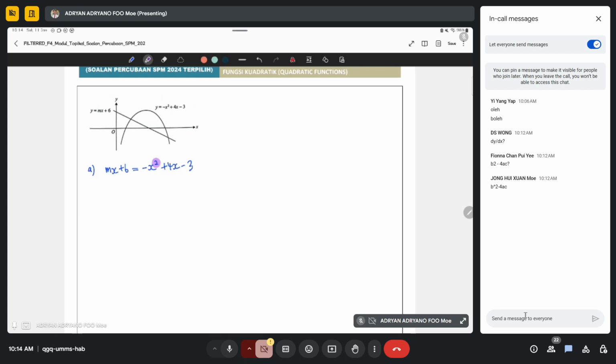Alright, so now we rearrange. Okay, so let's say x square 搬过来了哈, mx plus 4x. So plus 4x 搬过去变成 minus. So m minus 4 x. 6 plus 3, you get 9. Okay, equals 0. So whenever you reach this step, first thing that you do, don't straight away put the b square minus 4ac. 你先写下来你的 a 是什么？So a is 1, b is m minus 4, c is 9. We write down first, then only we substitute.